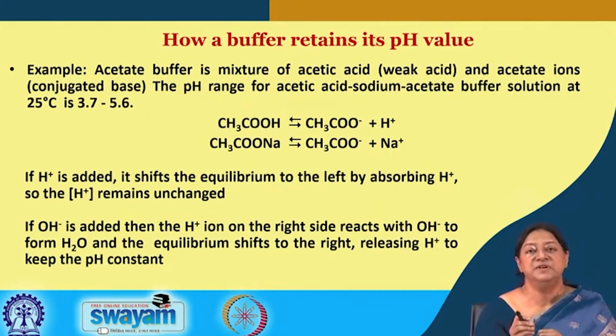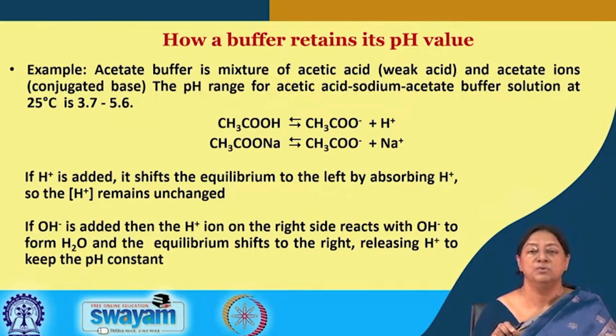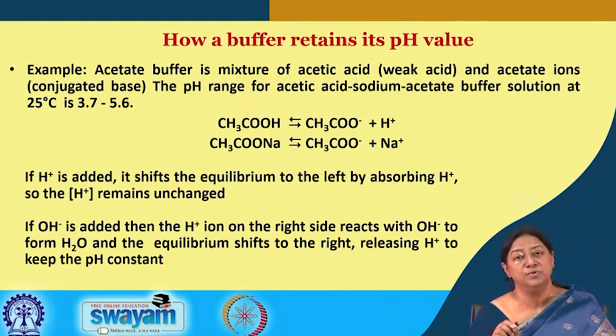Now, what happens if a small amount of acid is added? A buffer is supposed to withstand this small amount of acid addition or a small amount of alkali addition. So, if we add a small amount of H+ or a small amount of OH-, the buffering capacity of this pair of the weak acid and its conjugate base, or the weak base and its conjugate acid, should be able to counteract the addition of this small amount of acid or the small amount of OH-.